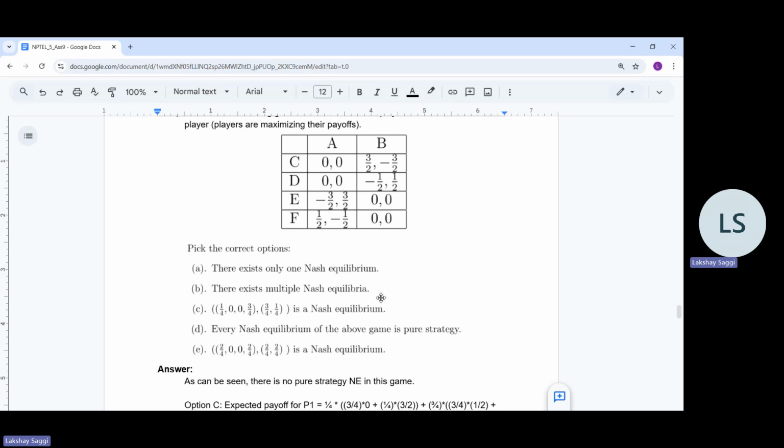So this is a solution for the game where just the rows are C and F and the columns are A and B, right? But note that this is not the full game, because in general there can be non-zero probabilities for the rows D and E also.